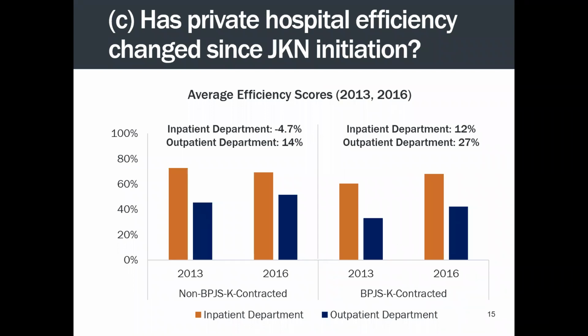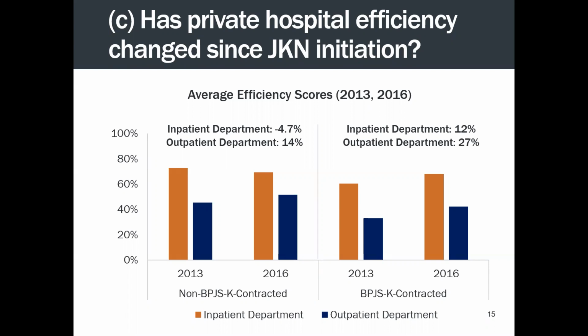Here we show the average efficiency score, or the output of the DEA model. We find that average efficiency across all hospitals in the sample increased in both inpatient and outpatient departments between 2013 and 2016. But trends were different for the contract status groups. Among non-contracted hospitals, average inpatient department efficiency decreased 4.7%, and outpatient department efficiency increased 14%.